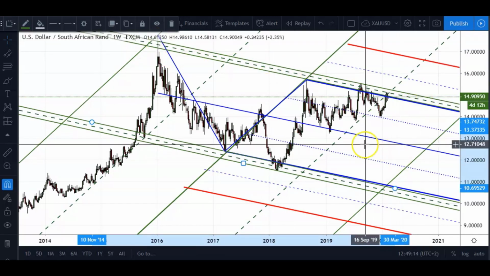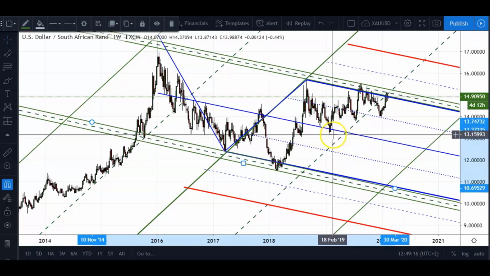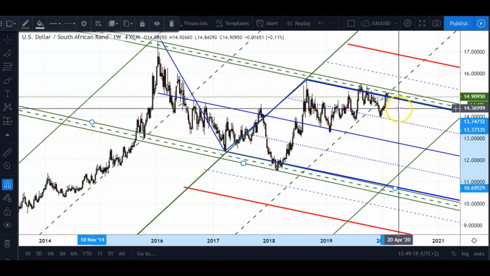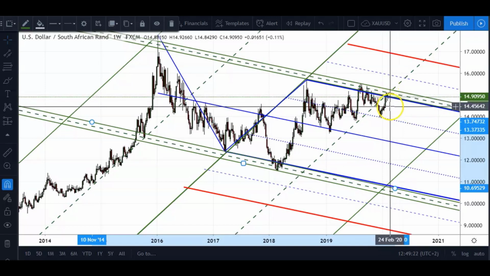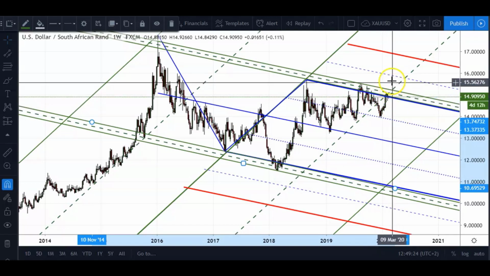So although my opinion on the US dollar ZAR is that it'll probably go up, it'd be quite important not to trade into these levels, but probably wait for some reaction. And once price does actually start breaking them, start looking for longs to the upside.